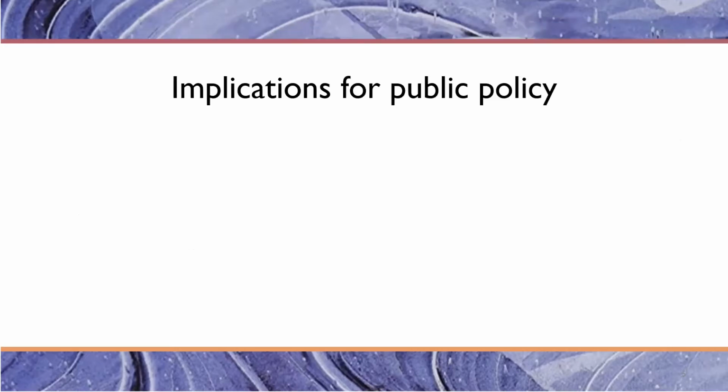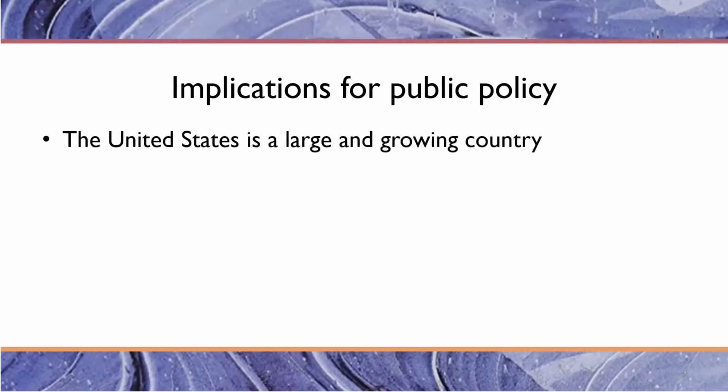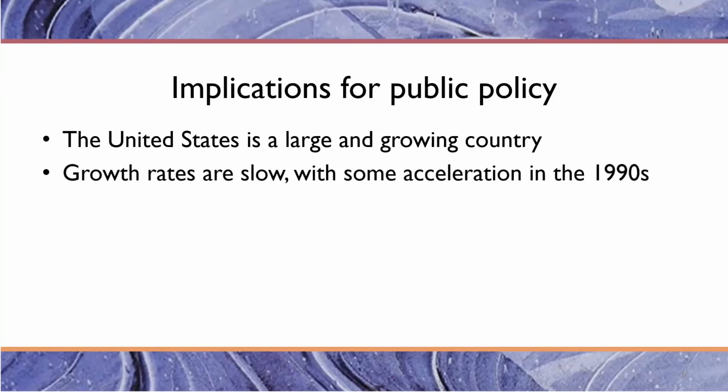Now, what are the implications of all of this for public policy? First, the United States is a large and growing country. We're one of the most populous countries in the world, not the most populous by any stretch, but we're among the top in the world. The second implication is that growth rates are slow, a little bit of acceleration in the 1990s, but the overall rate of population growth in the United States is slow.